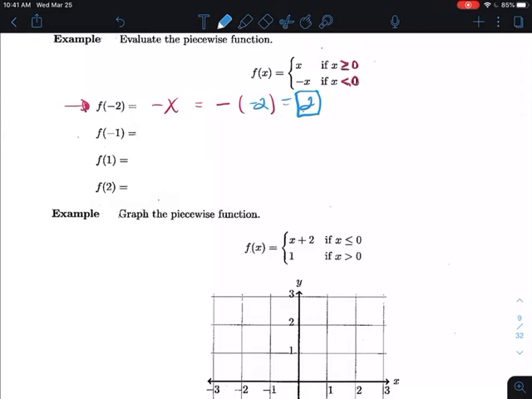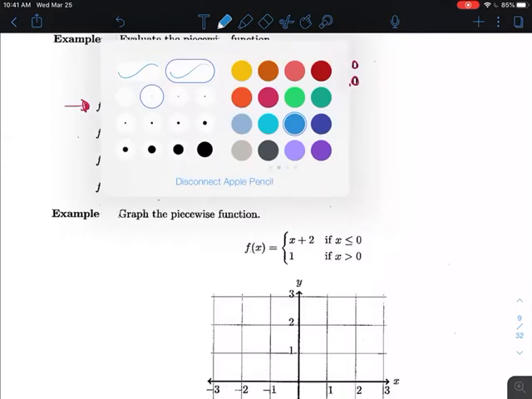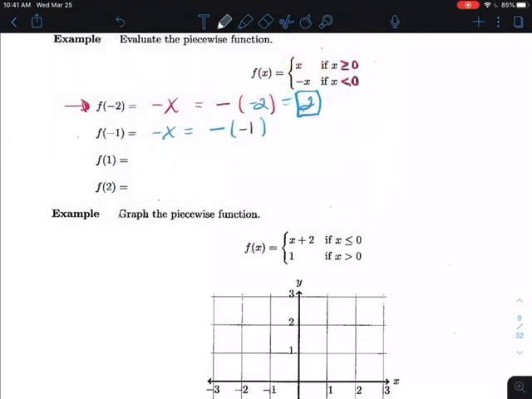Same thing for the next one. Negative 1 is less than 0, so I'm using negative x to get my answer. So this is negative parentheses for x, and I'll type in negative 1 for x. So opposite of negative 1, or two negatives, makes this positive 1.